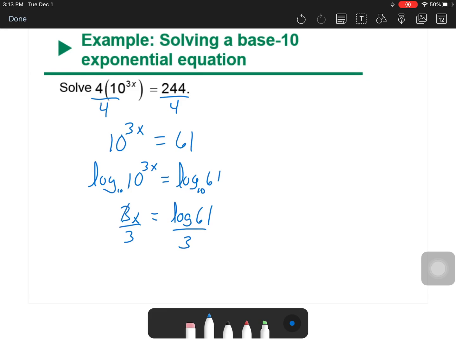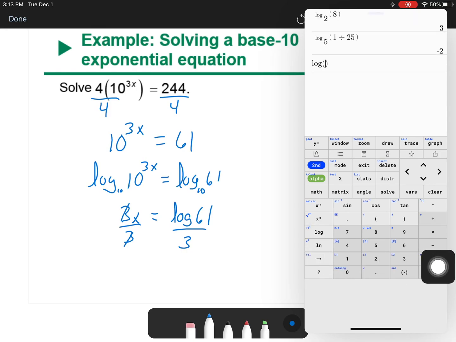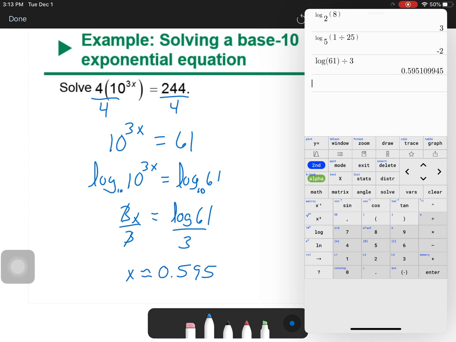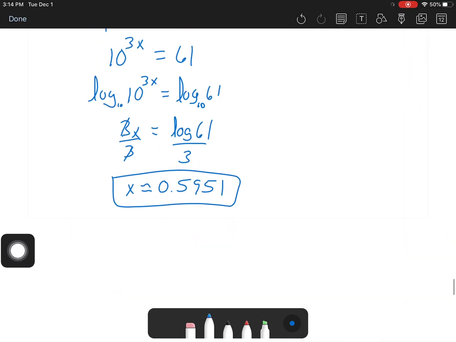If we were going to give a rounded answer, we have to type this in a calculator. So log of 61 divided by 3 is how I'm going to get my answer. I'm going to use the log button right here, log of 61, and divide that by 3. And so we get approximately 0.595. X is approximately 0.5951. Okay, so we want to isolate the exponential part and then take the log, whatever the base is, of both sides of the equation in that one.